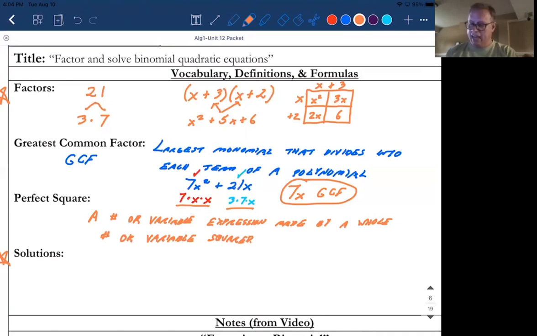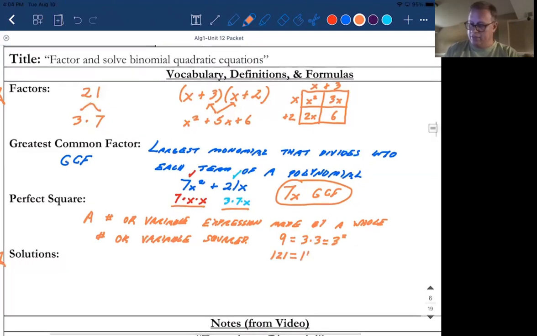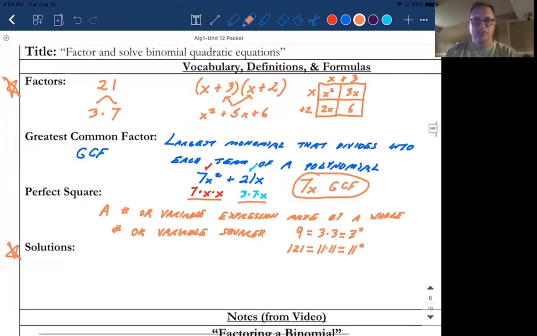9 is a perfect square. Why? Because 9 is made by 3 times 3, or 3 squared. 121 is a perfect square because 11 times 11 is 121, or that's the same as writing 11 squared, as is x to the second, because x times x is x squared.